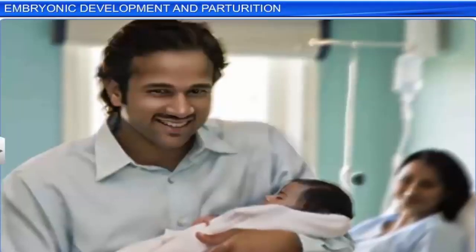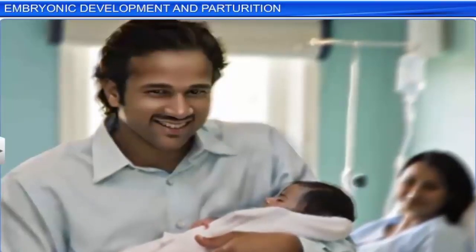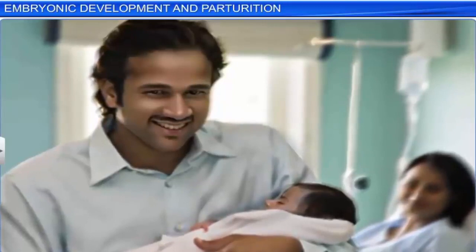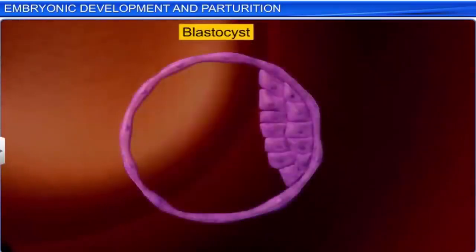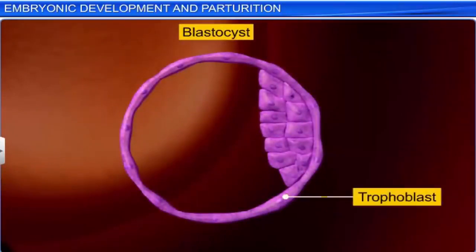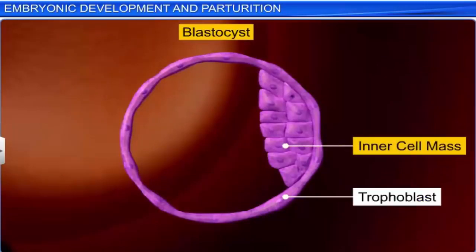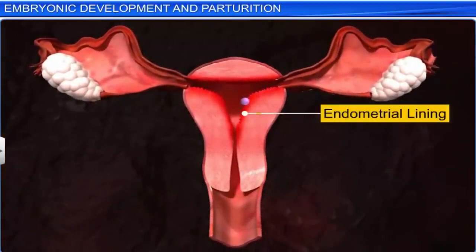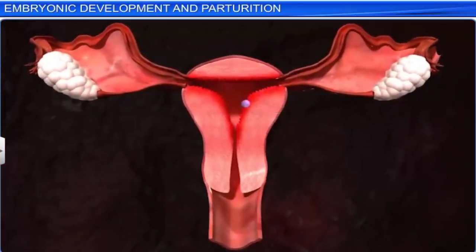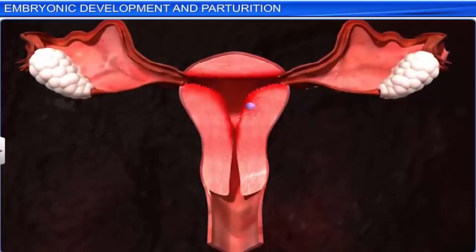The joys of holding a newborn baby know no bounds. The birth of a baby is an intricate and complex process that begins when the zygote undergoes cleavage and develops into a blastocyst, a hollow ball consisting of a trophoblast, an inner cell mass, and a cavity called blastocoele. As the trophoblast grows outwards and penetrates the endometrial lining of the uterus, the blastocyst, with a developing embryo, gets implanted in the uterus and pregnancy is initiated.